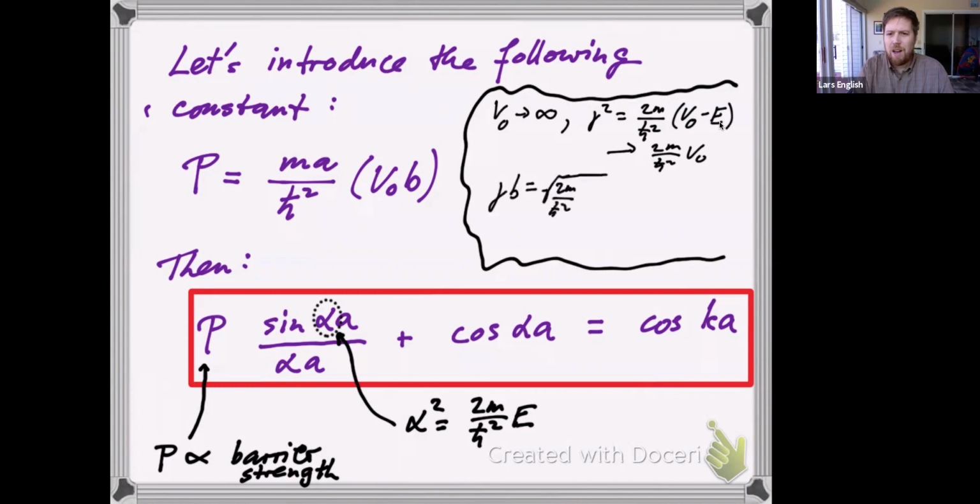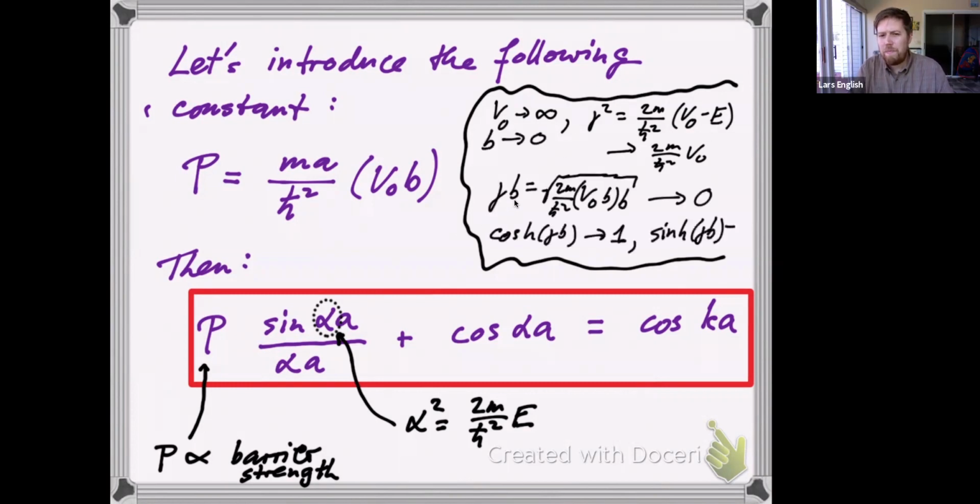And what's also interesting is that this combination gamma times B basically goes to 0, okay? Even though the V naught goes to infinity, the V naught times B stays a constant, then I have an additional B in here, and that B goes to 0, forcing this entire expression to go to 0. And so then the hyperbolic cosine of gamma B goes to 1, and the hyperbolic sine of gamma times B approaches gamma times B.